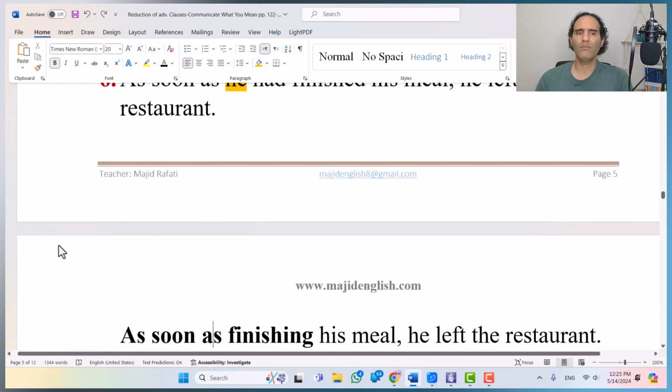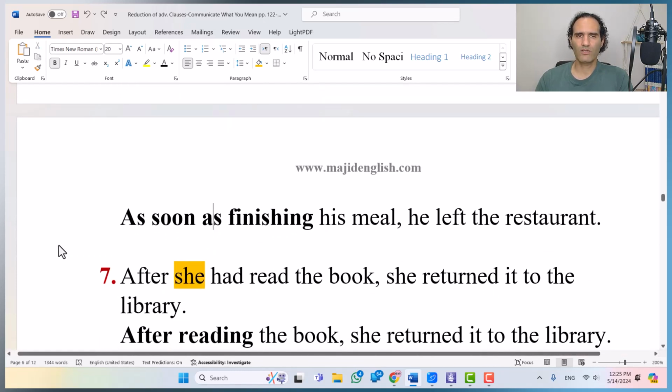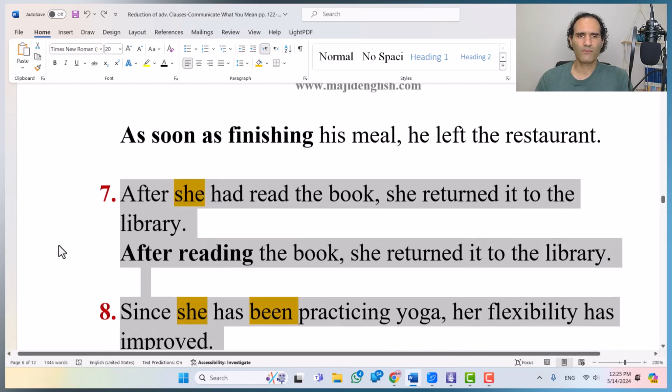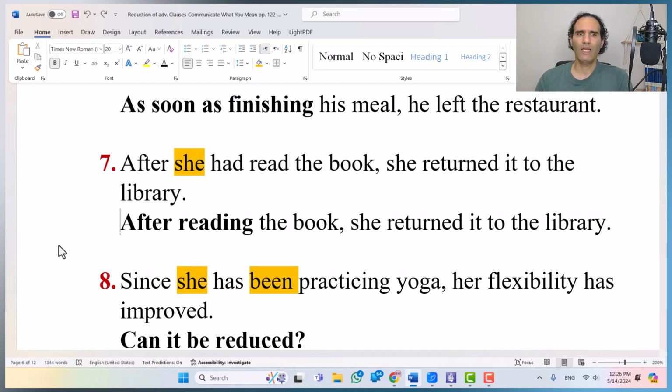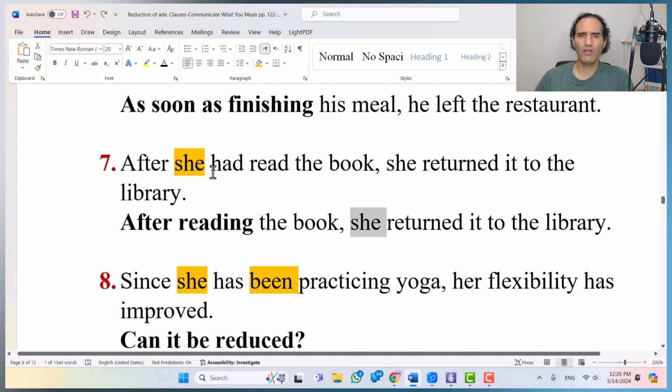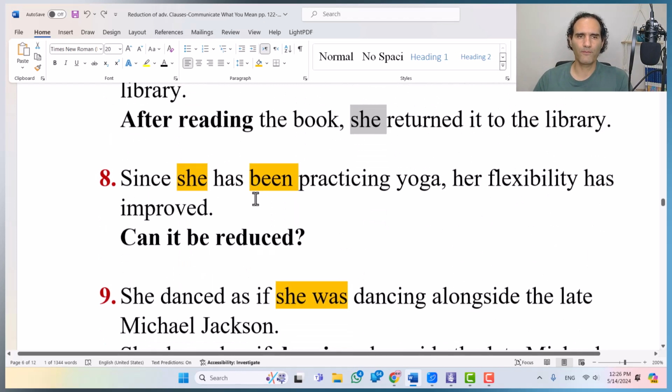Subjects are the same. It can be reduced. As soon as finishing his meal, he left the restaurant. Correct. Number 7. After she had read the book, she returned it to the library. After reading the book, she returned it. So you see, just omit the subject, add ing to the verb. But you know that when you're adding ing to this read, this had necessarily will be gone.